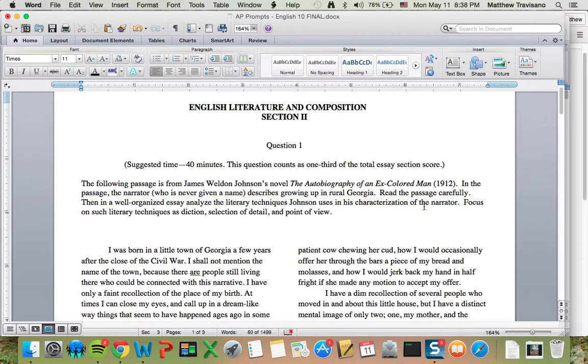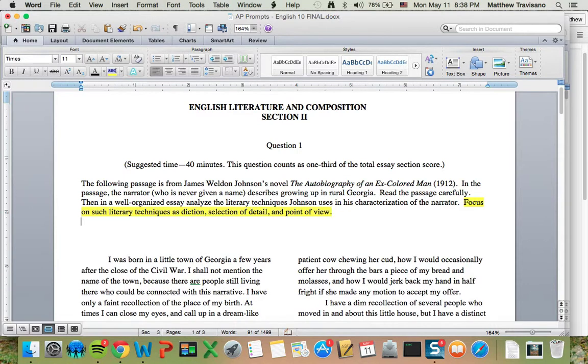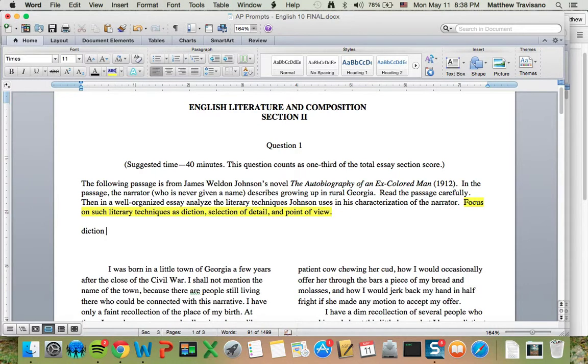Now, the AP folks love to give you suggestions of how you might approach this. So, here's what they tell us. They tell us focus on such literary techniques as diction, selection of detail, and point of view. So let's break down these terms. Diction. And let's write it down here. Diction means word choice. In other words, the words that the author chose specifically.